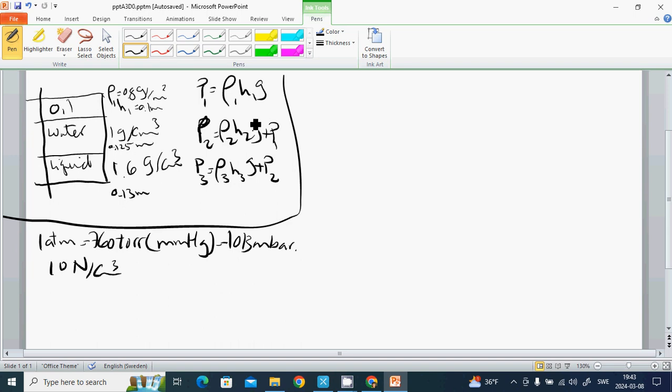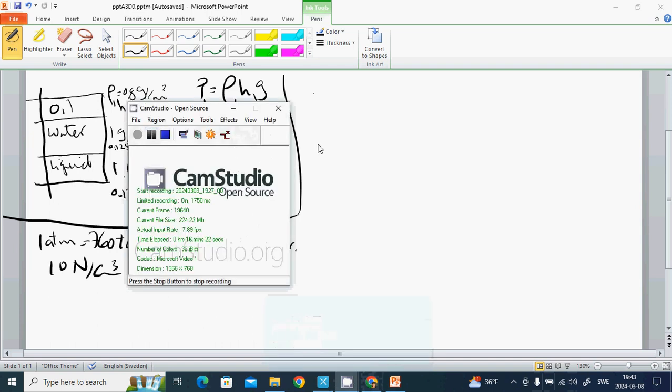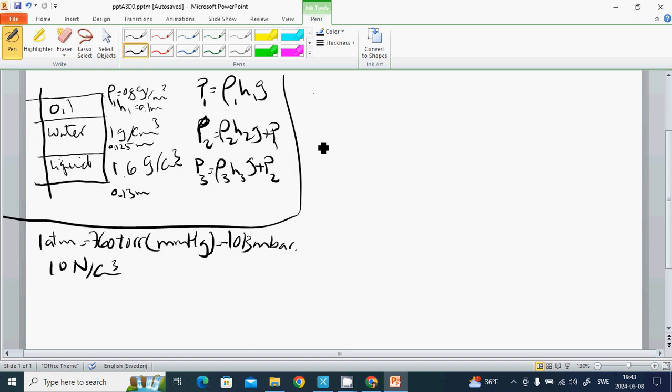The pressure example, pressure of quicksilver, h is 0.76 meter, and it is the pressure P equals rho g h.